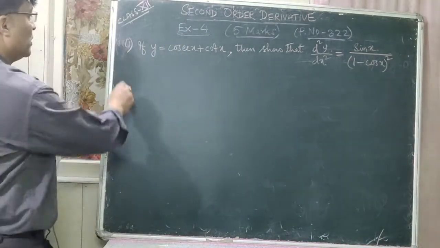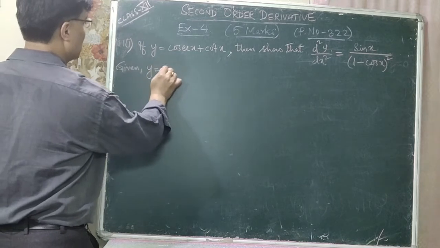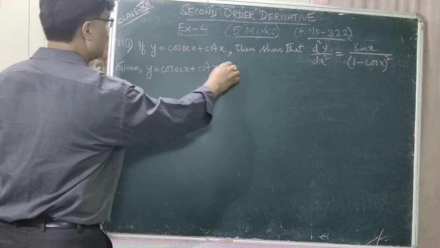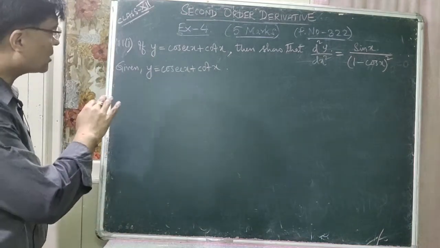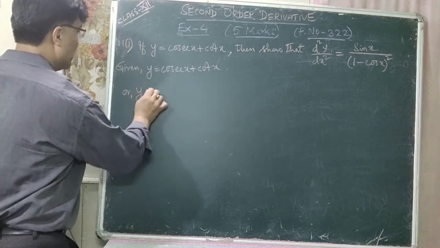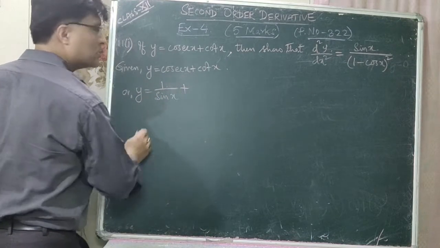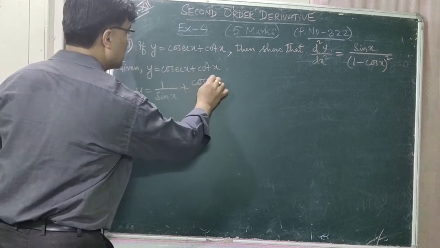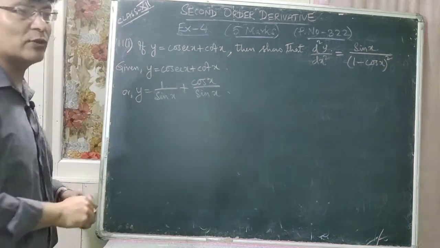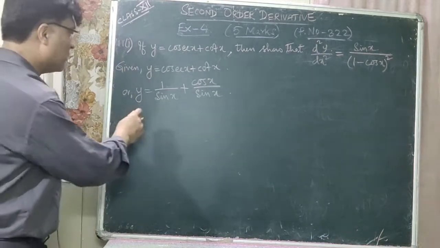Okay, so here given is y is equal to cosec x plus cot x. So let us convert them into sin and cos. Or this is y is equal to, what is cosec x? You know that it is 1 by sin x plus, what is cot x? It is cos x by sin x. Is that clear to all of you? Cot x is cos x by sin x. So let us simplify it.